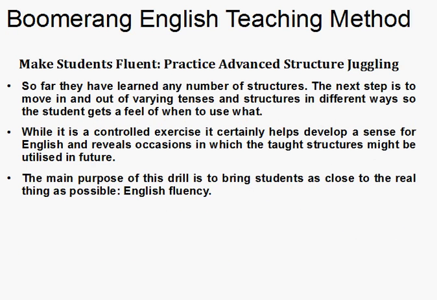Okay. The final part here is to make students fluent. We've got a little extra thing called practicing advanced structure juggling. It is introduced step by step through the teacher's packs. It's kind of hard for some to do, so just to explain it, so far they've learned any number of structures. Okay, those are the same structures from the Outback list. The next step is to move in and out of those varying tenses and structures in different ways, so the student gets a feel of when to use what. Okay.